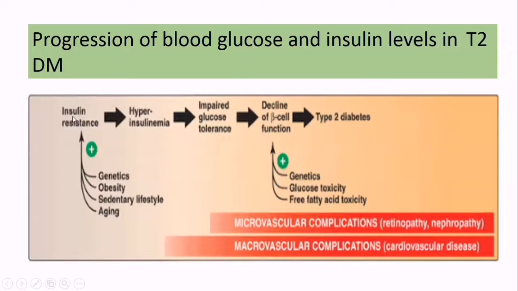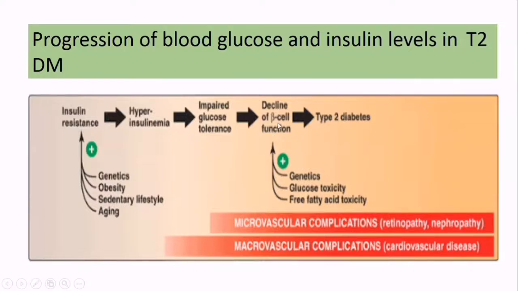fishbone diagram, the insulin resistance is because of genetics, obesity, sedentary lifestyle and aging, which leads to hyperinsulinemia, and which leads to impaired glucose tolerance, that leads to the decline of beta cell function, which leads to the establishment of type 2 diabetes.